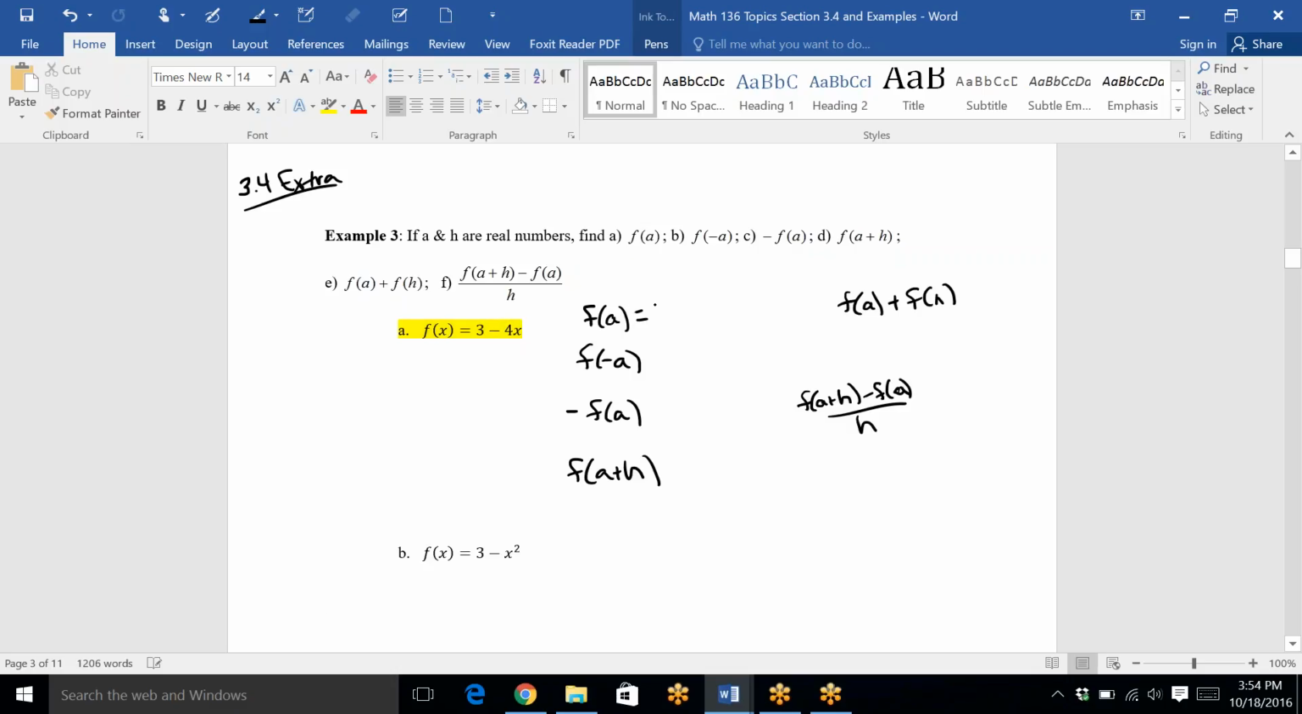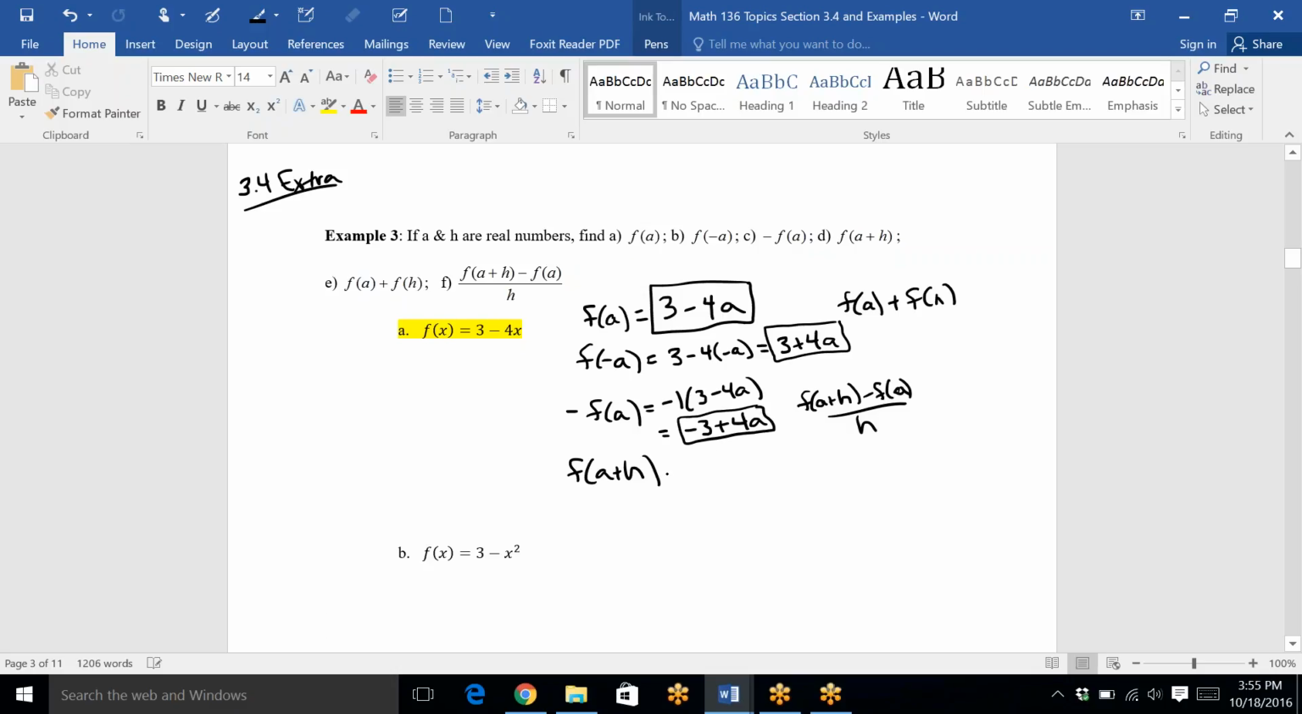That just means you take your function and you change all the x's to a's. So there would be the answer for that one because our function is 3 minus 4x. This one says change them to negative a's. So this would be 3 minus 4 times negative a. That actually changes that to now a plus 4a. This says multiply the whole function by negative 1. So take your f of a and multiply it by negative 1. That will give you negative 3 plus 4a.